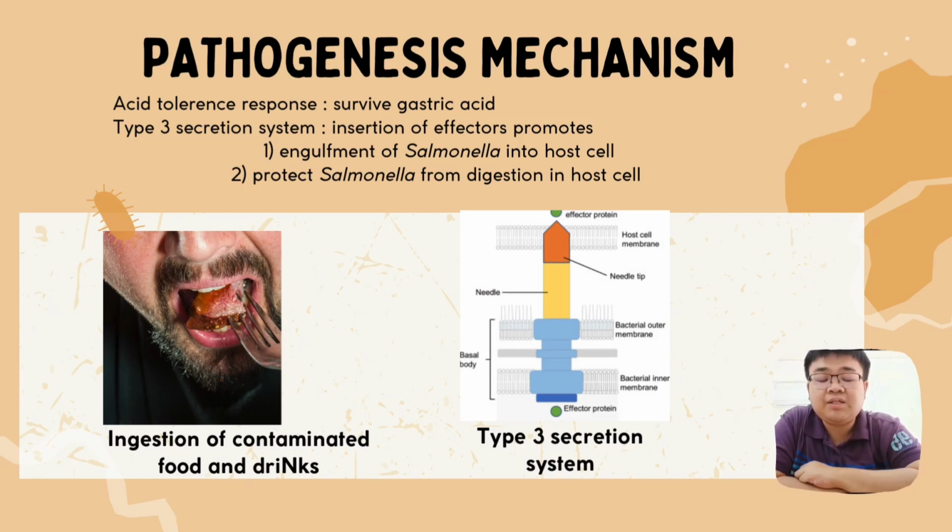The pathogenesis mechanism of typhoid fever is generally similar to that of gastroenteritis. The infection of Salmonella Typhi is through the fecal-oral route, which is by ingestion of contaminated food and drinks. The acid tolerance response allows Salmonella Typhi to survive the gastric acid and enter the duodenum, finally penetrate through the epithelium and enter the lymphoid system. With the type 3 secretion system, the multi-channel proteins allow Salmonella Typhi to inject its effectors across the intestinal epithelial cell membrane into the cytoplasm.